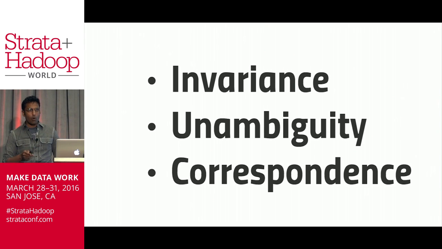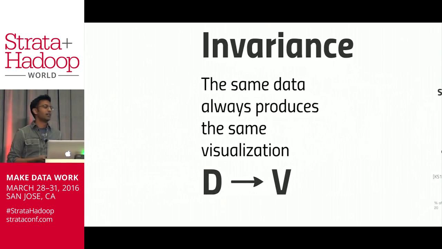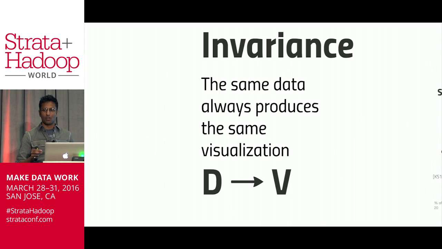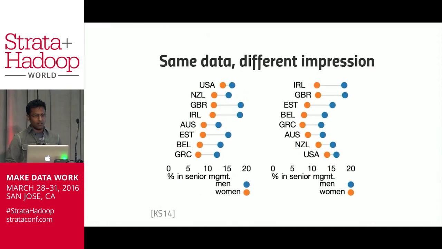And first, I want to talk about invariance. Okay? Invariance has a very simple definition. And it says that the same data always produces the same visualization. This seems very obvious, but I'm going to show you half a dozen violations of this principle from New York Times Graphics and other well-respected houses. So let's start here. Okay?